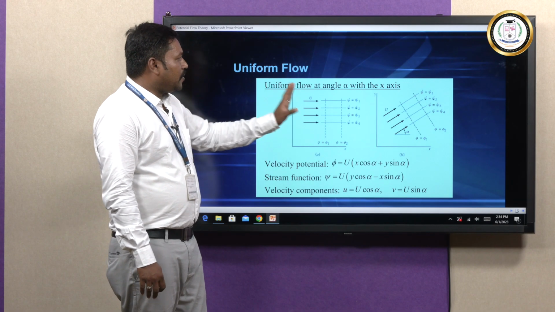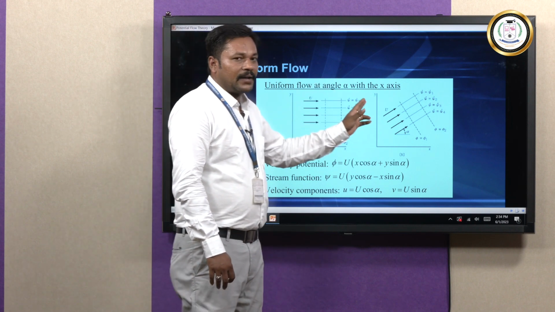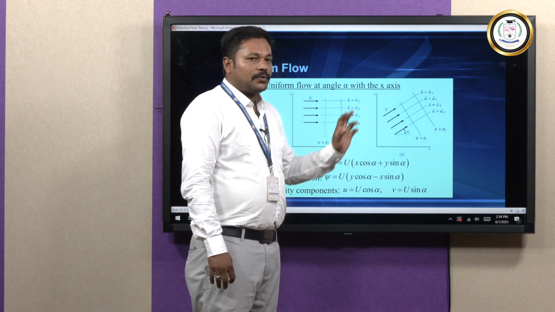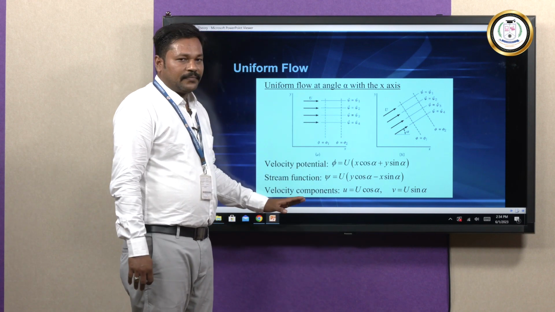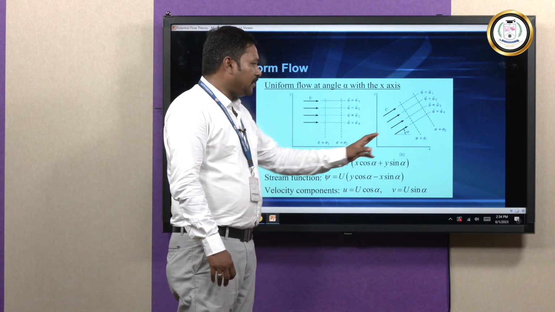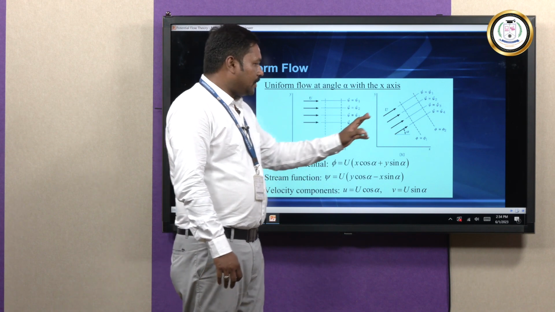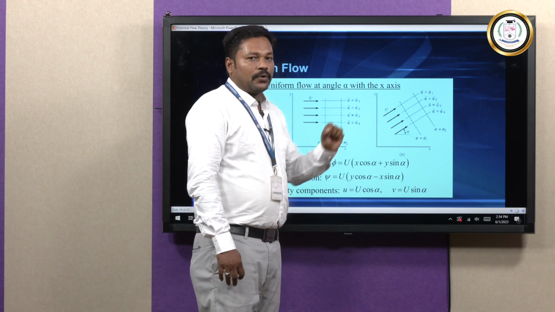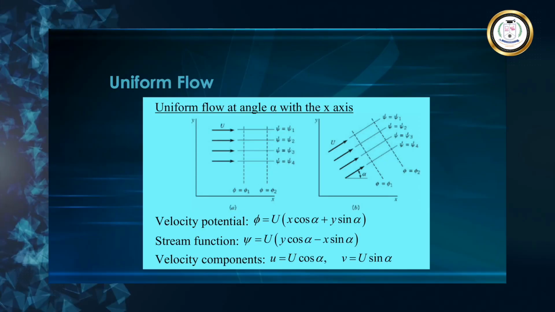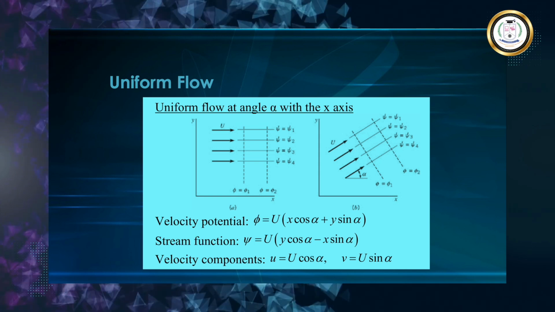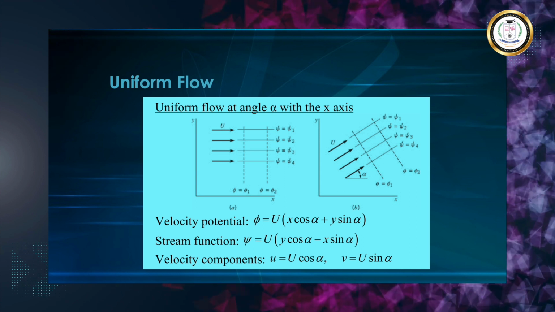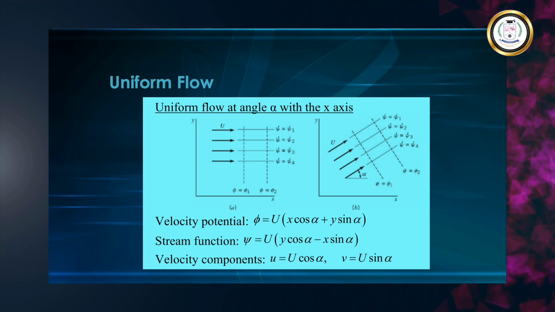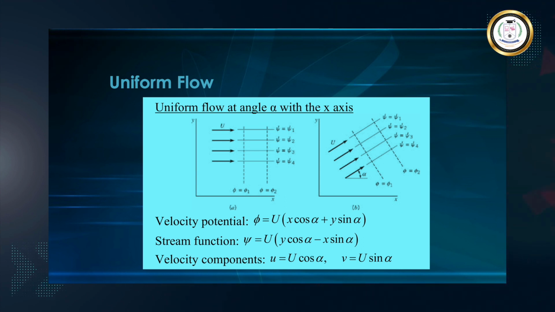When the same uniform flow is operating at an angle of attack alpha, what is the velocity potential equation and the stream function? We resolve the x coordinate and y coordinate with respect to alpha, so we have a horizontal component and a vertical component. The horizontal component is classified here, and the vertical component is classified here.